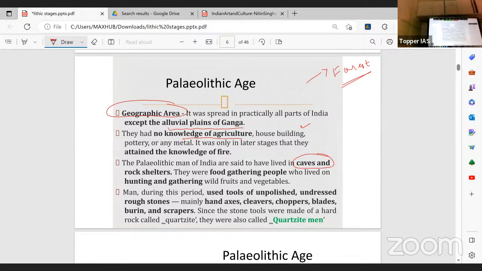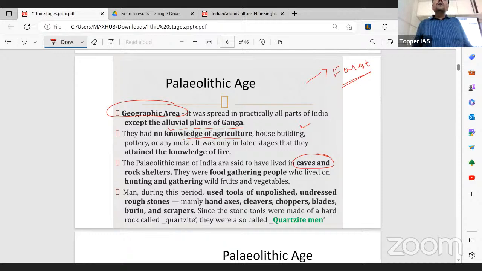So they lived in caves and rock shelters, with food gathering and hunting. Paleolithic people had no agriculture knowledge, no house building knowledge, and no knowledge of fire. So we call them primitive man.